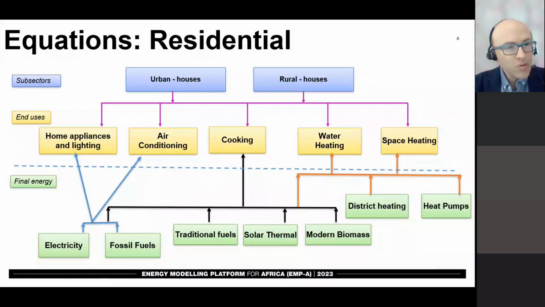The energy forms that are used for home appliances and lighting are electricity and fossil fuels. For air conditioning it is the same: we use electricity and fossil fuels. And for cooking, we use electricity, fossil fuels, traditional fuels, solar thermal, and modern biomass. And all the forms of energy that are shown here are in competition to provide energy for water heating and space heating.